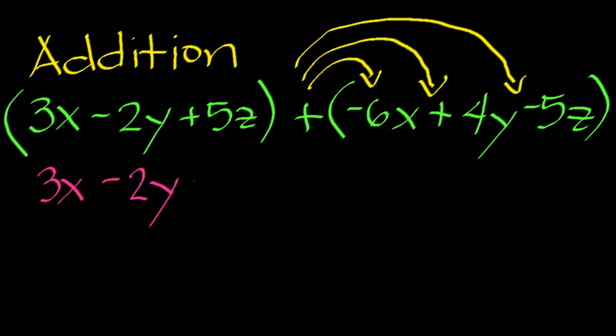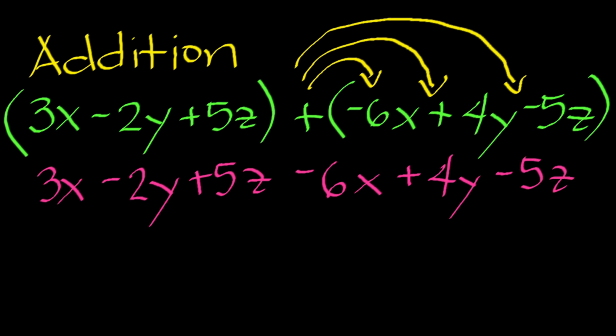Okay, let us bring down 3x minus 2y plus 5z. And as you can see, kinopya lang din natin yung second term kasi positive naman yung operation natin dyan. Ngayon, pwede na nating ma-identify ang mga like terms. So, we have 3x and negative 6x. Lagyan natin yan ng kulay blue na underline.